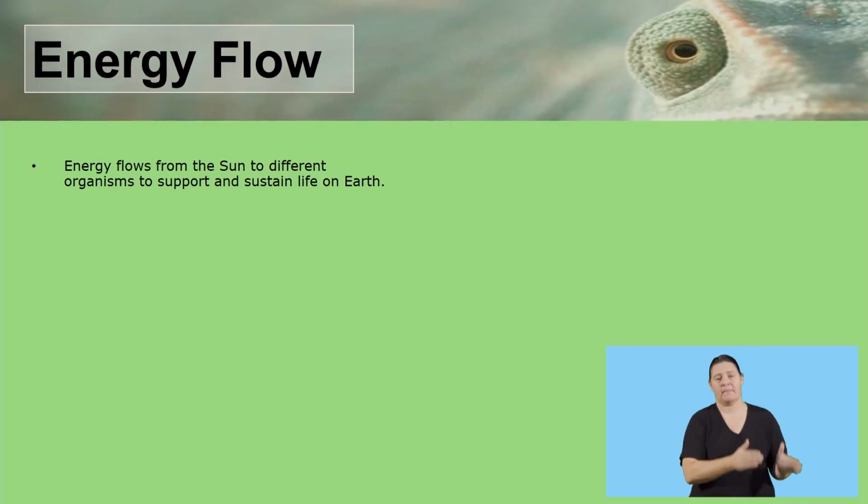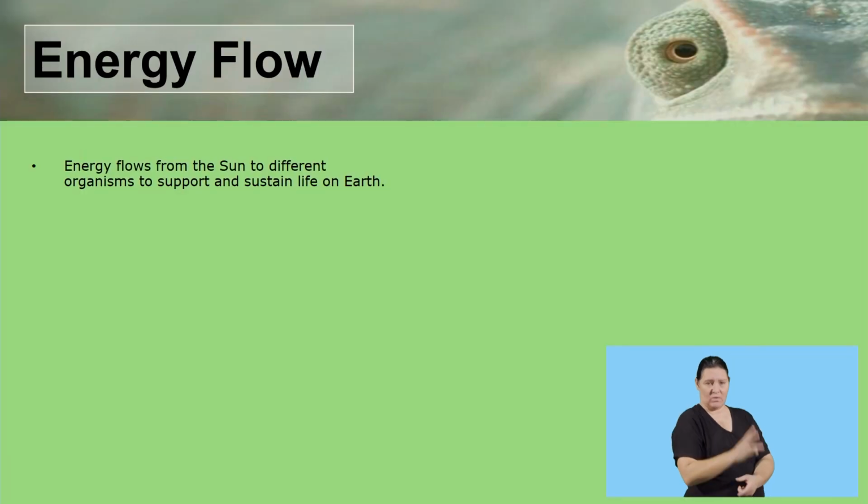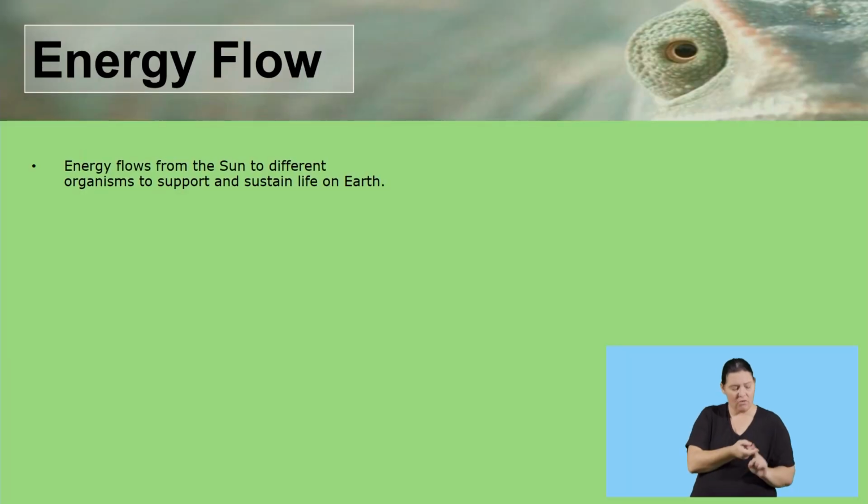Now we are going to look at energy flow. So how does the energy flow? In the previous slide, I mentioned that the lion is going to get energy from eating a certain organism. So now we are going to look at how the energy moves from one organism to the next. So energy flows from the sun to different organisms to support and sustain life. Obviously, we need energy in order for us to be alive and to continue to live. So now that energy that we need comes from the sun.